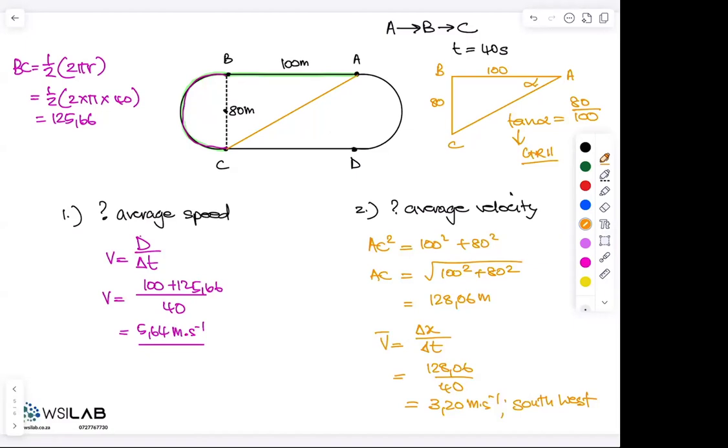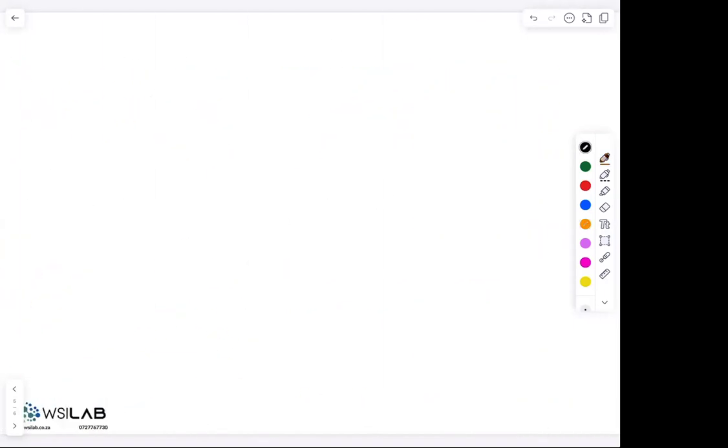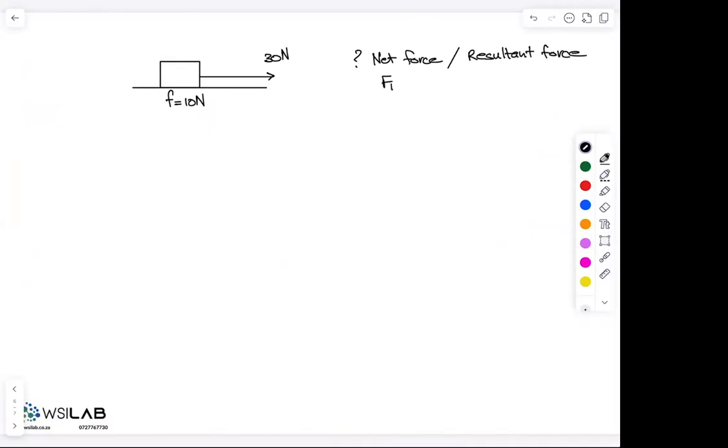Okay, now just forces and then we're done. Force is really easy. So let's assume that I've got a surface there with a block on it. The frictional force is 10 newtons, and we are pulling it to the right with a 30 newton force. What is the net force? Or you can use the word resultant force, same thing. The one we just do F net, and the other one we just use FR for resultant. You can choose.